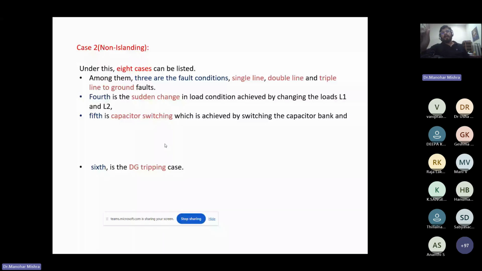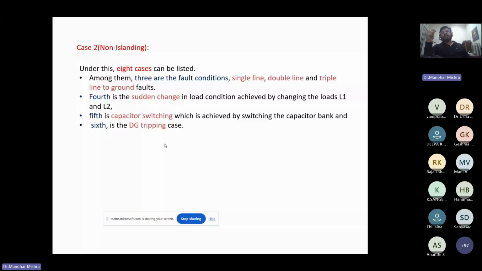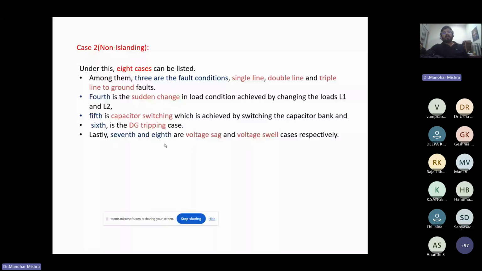If DG1 is islanded and we are collecting the data from DG2, then DG2 is not islanded, so for DG2 we can say this is a non-islanding condition. If we collect data from DG1 while DG2 is islanded, then for DG1 this is not islanded, and so on. Then the 7th and 8th conditions are power quality events, like voltage sag and swell. Their signals are similar to islanding cases, so they may cause other relays to maloperate.